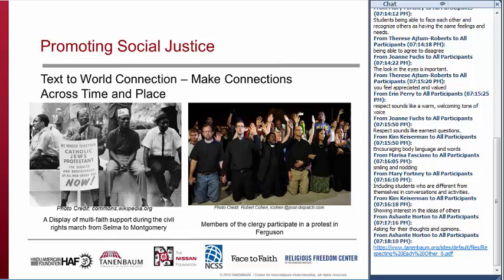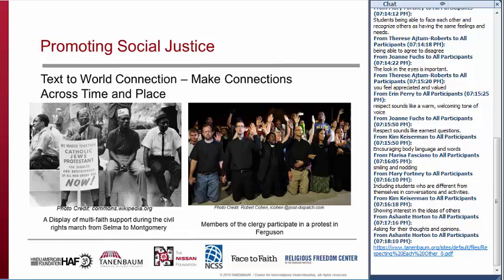Again, current events are a great source of making that text to world connection and then making connections across time and place. Some of the current events that you see are related to discrimination and abuse against particular identity groups. They really provide a great opportunity to teach students about past injustices and human rights movements, exploring the role that religion has played both as a negative and a positive force in the struggle for equality and dignity can help students develop a more sophisticated understanding of the complex role that religion has played and continues to play in history and in society.